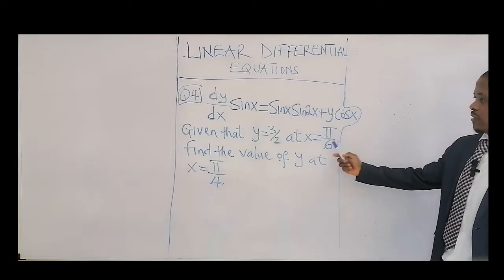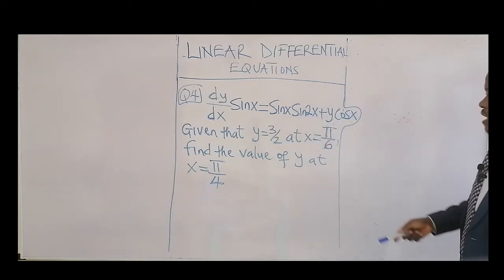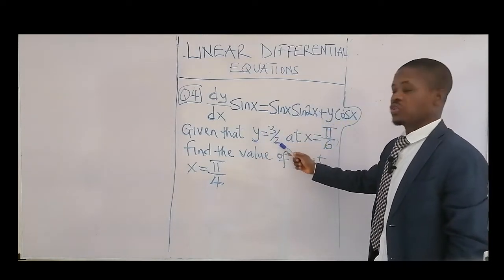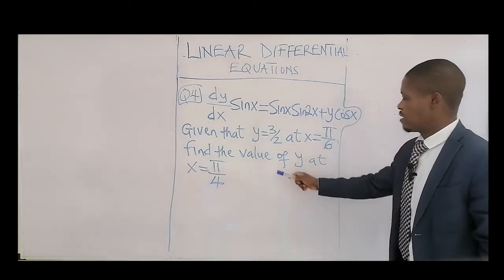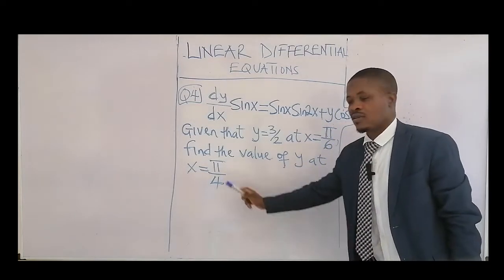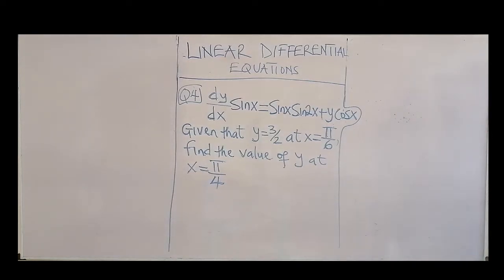Okay, look at this question we have. You can see the question. Given that y is equal to 3 over 2 at x equal to pi over 4, find the value of y at x equal to pi over 4.